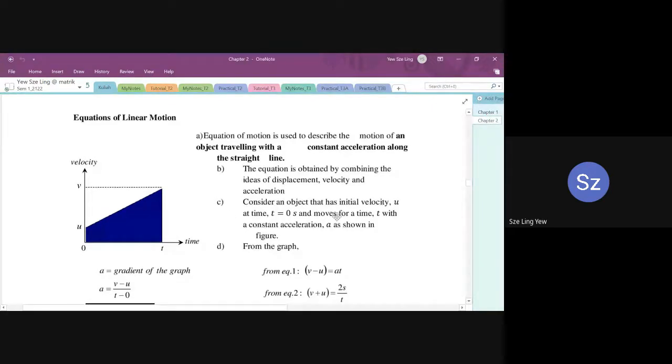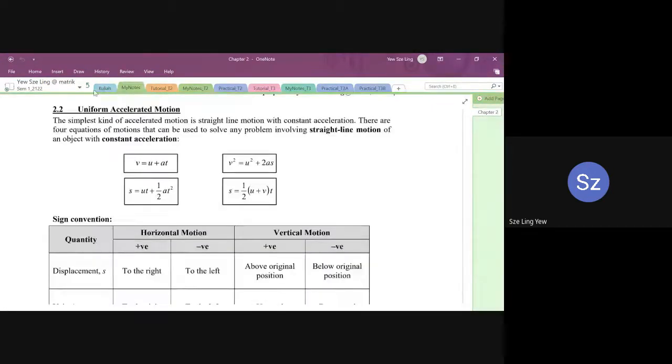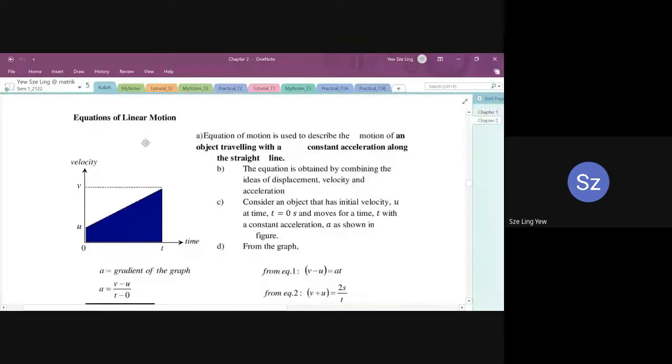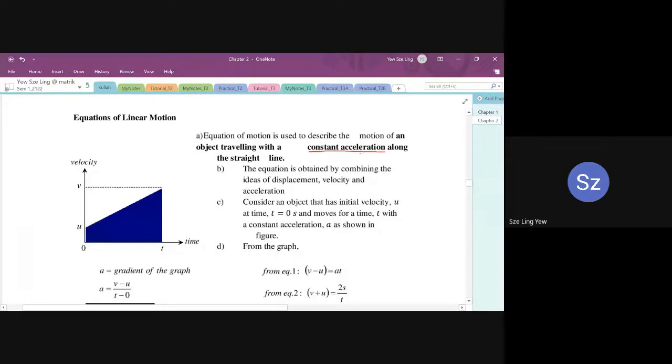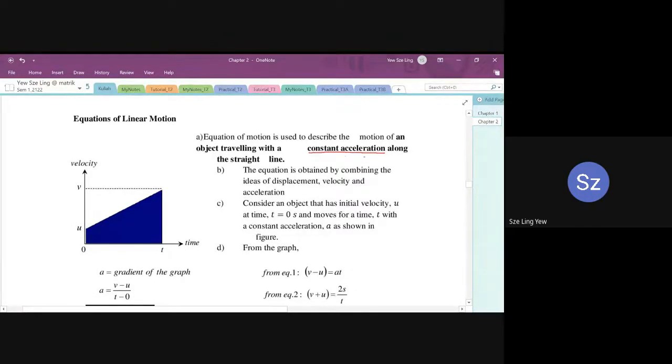All right, now let's begin today's class. Okay, chapter 2, equations of linear motion. Equations of linear motion are used to describe the motion of an object that is moving with constant acceleration. Now this is the rule: if an object is not moving with constant acceleration, then you cannot apply these 4 equations. So there are 2 possibilities. The other one I will show you after this. So first, we are going to focus on constant acceleration.